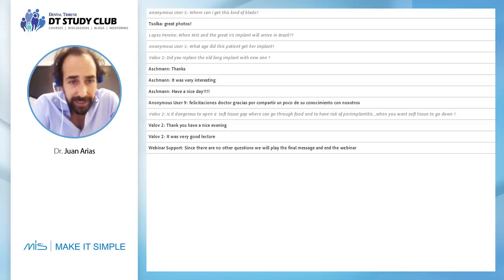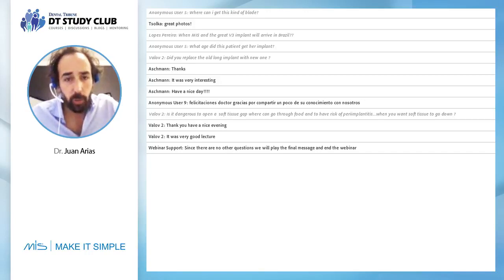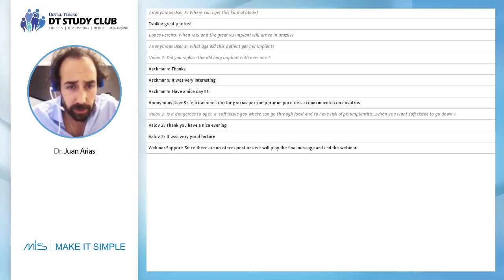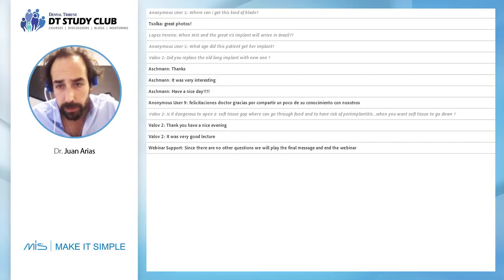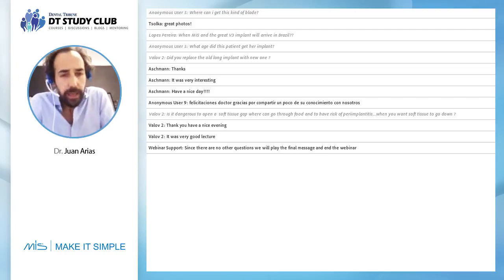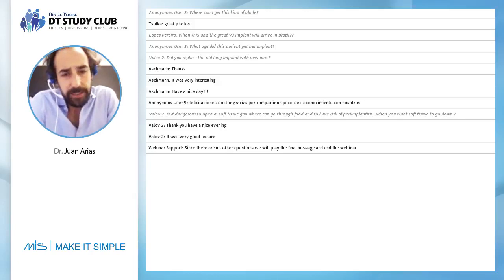Is it dangerous to open a soft tissue gap where food can go through and to have risk of peri-implantitis when you want soft tissue to go down? Well, you don't usually leave that much space. Well, you leave space, but not for big parts of food. There's no problem about that.